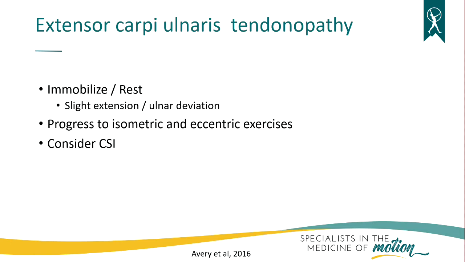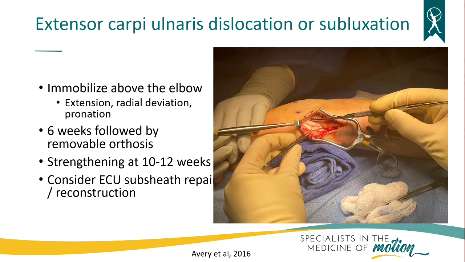As with other tendinopathies, we typically start with immobilization and rest. Putting that tendon in a position of low stress, such as wrist extension and ulnar deviation, is helpful. And once that's feeling better, isometric and eccentric exercises and consideration of a steroid may be necessary. If a patient's not improving or you identify something more significant than just a tendinopathy, sometimes we would immobilize above the elbow to remove that rotational component.